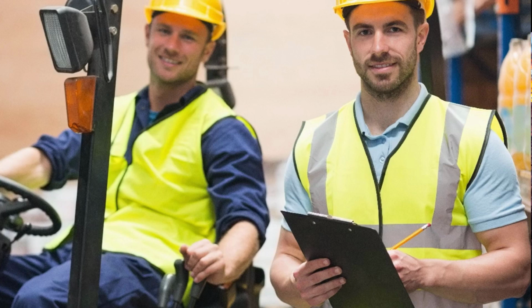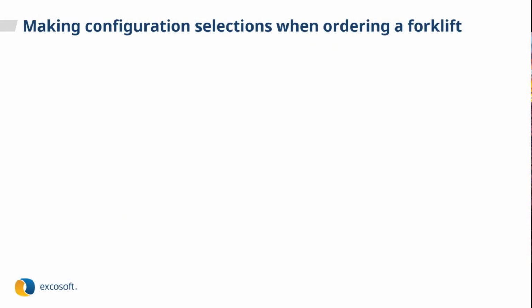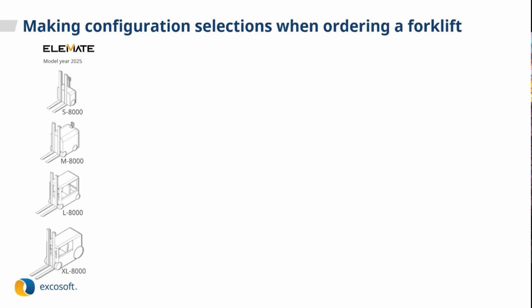And they both work at the warehouse. This warehouse is storing boats, so they're using forklifts. And this journey begins when the warehouse company decides to purchase a new forklift. Let's get a new forklift. So they head over to the manufacturer of forklifts called Elimate. And Elimate offers four different product models. They have a small forklift, a medium forklift, a large forklift, and an extra large forklift. Pretty cool, huh?